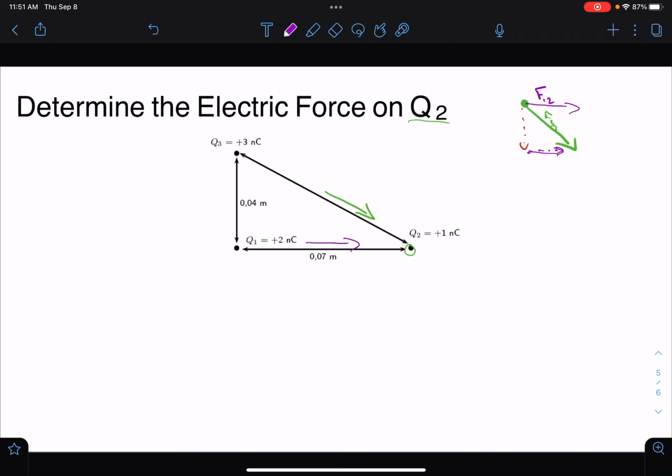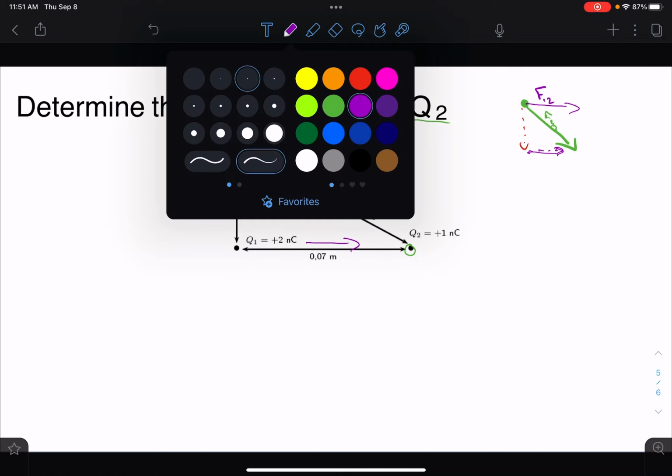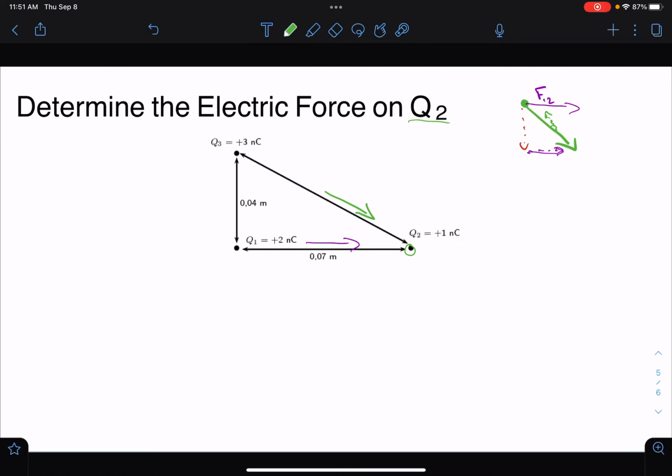Okay. So to start off, I'm going to go ahead and deal with our force of 3 on 2. All right. So I'm dealing with this one here, our force of 3 on 2 first. Okay. You can do the other one first if you want, but this is what I'm going to do. So my force of 3 on 2, I'm going to use Coulomb's law.